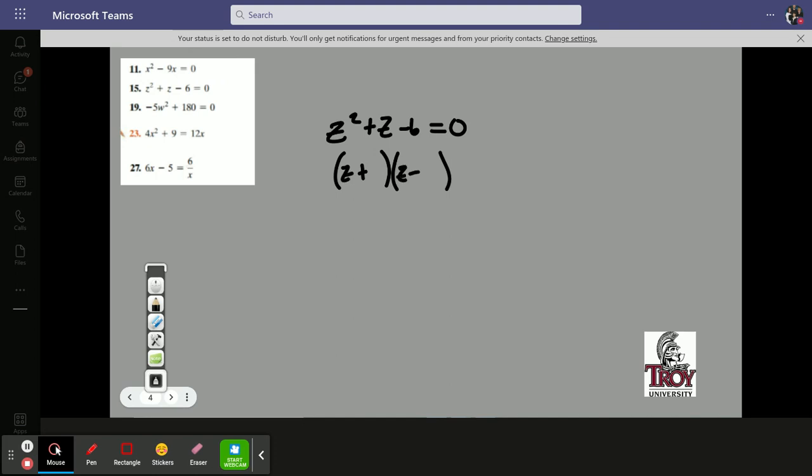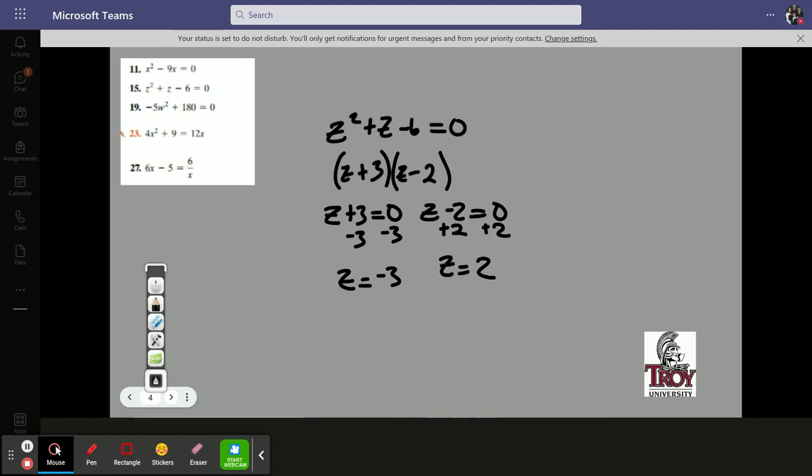Now I'm still looking for the same thing. I need something that'll give me a -6 if I multiply. But if I add, I get a +1 this time. What do I get? So Z plus 3 and Z minus 2. Last step, Z plus 3 equals 0, and Z minus 2 equals 0. Plus 2. Solution set.